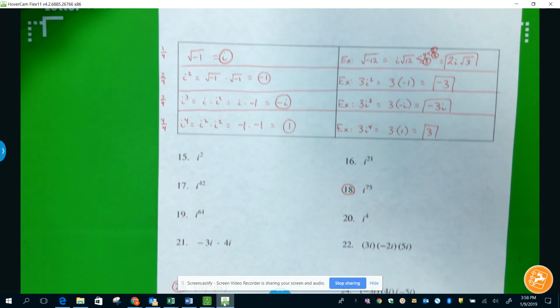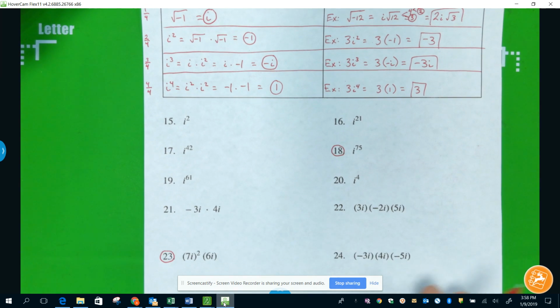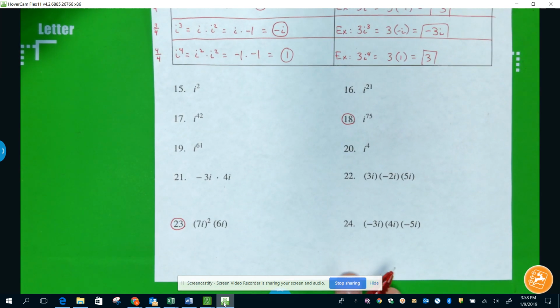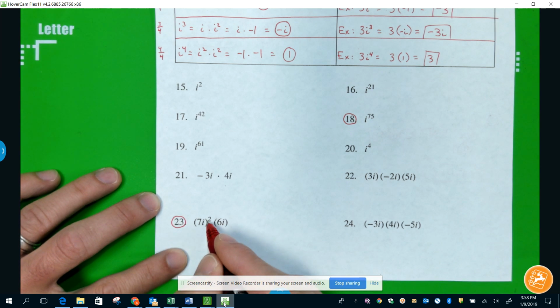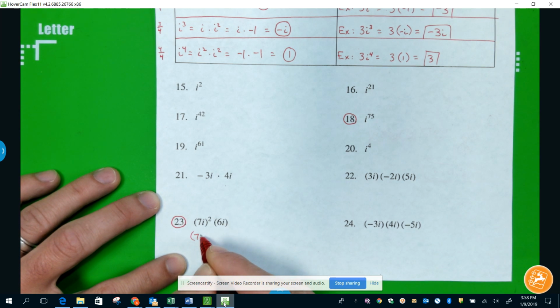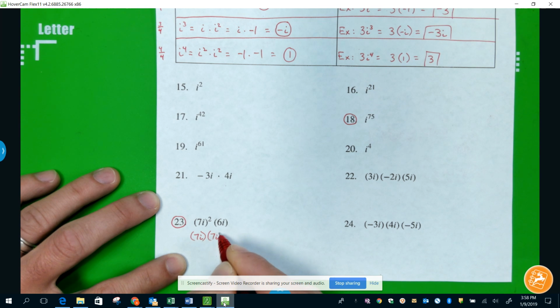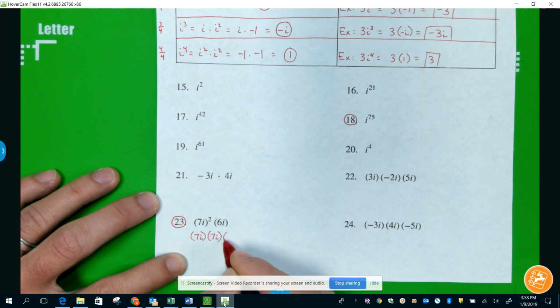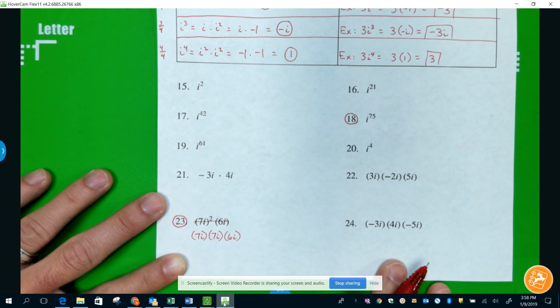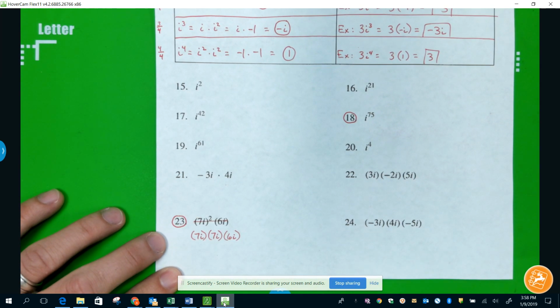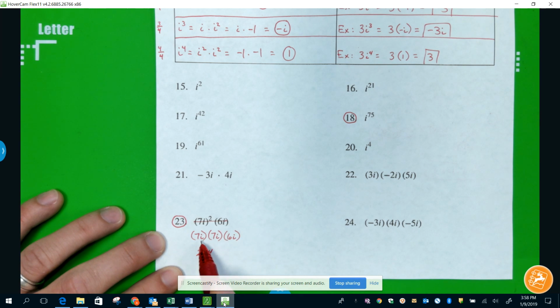Okay, we're going to look down a little bit further at number 23. So 23, we're multiplying here. Well, this says 7i squared. That squared right there really means 7i times itself. And then we also have a 6i as well. So I just want to rewrite the original problem. Now what I'm doing is I'm multiplying the coefficients. 7 times 6, and that's going to give me 294. And I'm also going to multiply the i's.